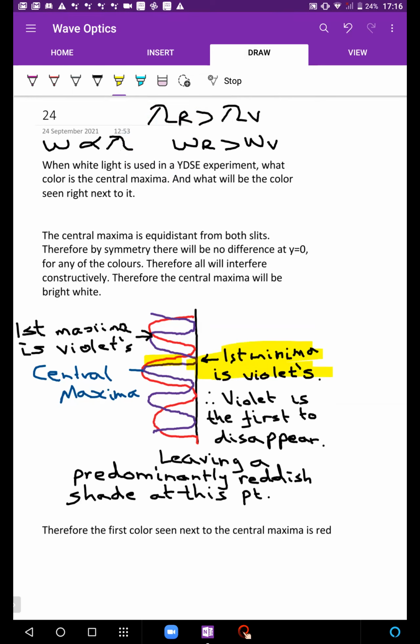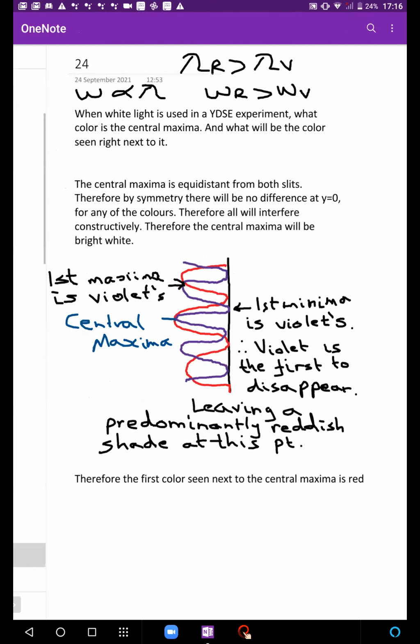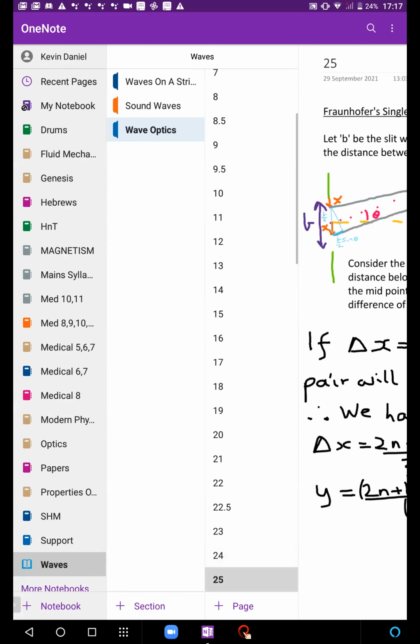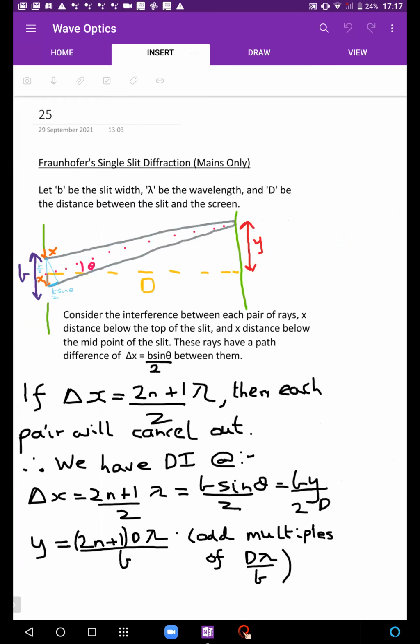तो अगर वायलेट का मिनिमा सबसे पहले बन रहा है मतलब रेड बन जाता है। The first color seen next to the central maxima is reddish, because violet has the smallest fringe width and it hits its minima first, leaving predominantly red colors on the screen. Again, that's YDSE for you. Front of a single slit diffraction मेंस के पर्सपेक्टिव से ये सब इम्पोर्टेंट है। d lambda by small d की जगह d lambda by b होता है इसमें। That's it.